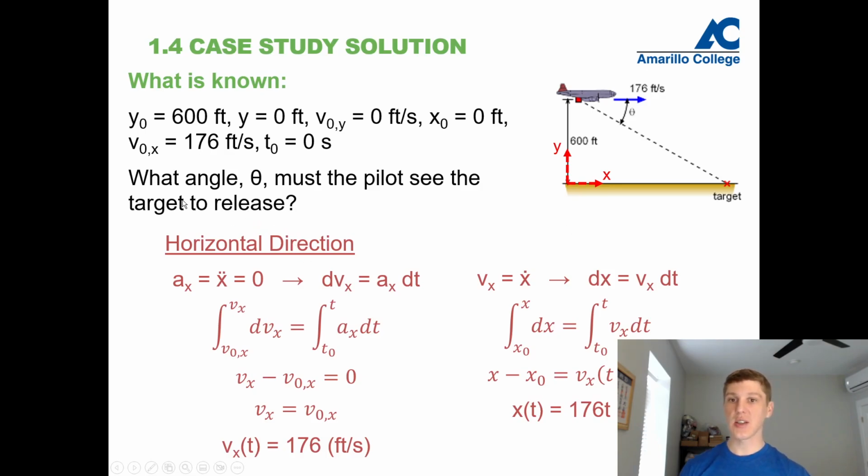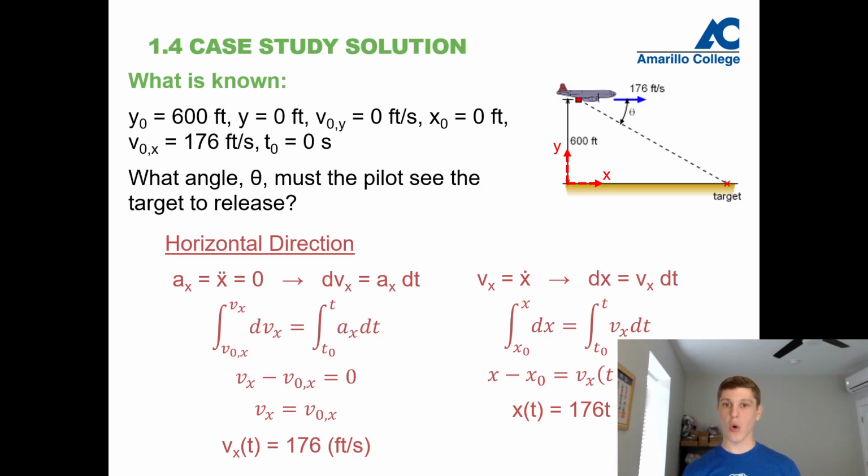So the question is, what angle theta must the pilot see the target at to release? So we're looking for the angle theta that the pilot is looking down out of his windshield and where he sees the target, and he knows at that point he needs to push the button, drop the package, and it will fall to the target. Okay? So we can analyze these problems by separating the horizontal and vertical components into 2 individual problems and then combining them together at the end.